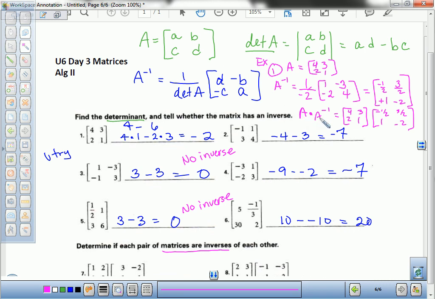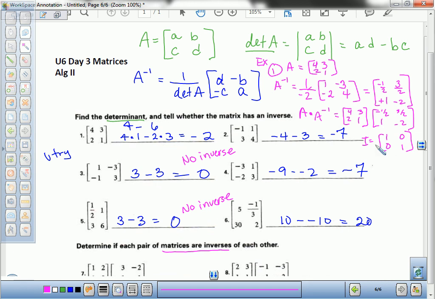Okay, so A times A inverse. When we do this row times this column, we get -2 plus 3 is 1. We get 12 halves, so that's 6, plus -6 is 0. We get -1 plus 1 is 0. And we get 3 minus 2 is 1. We get this very special matrix when we multiply inverses. It's actually called the identity matrix.